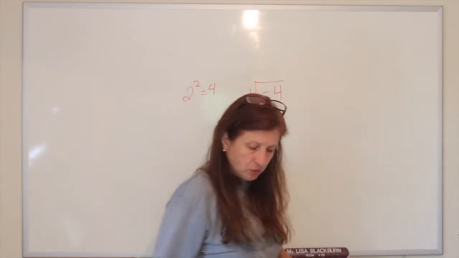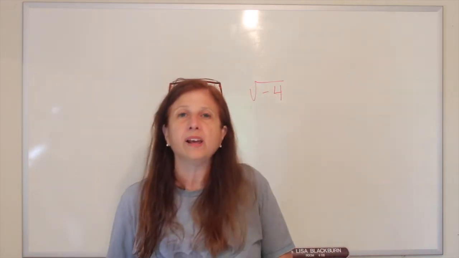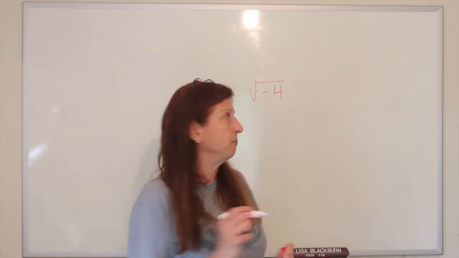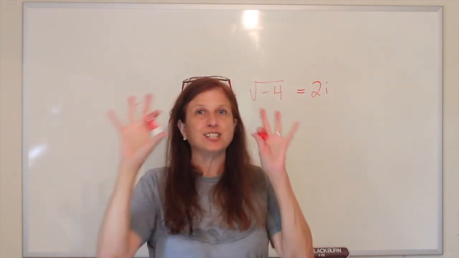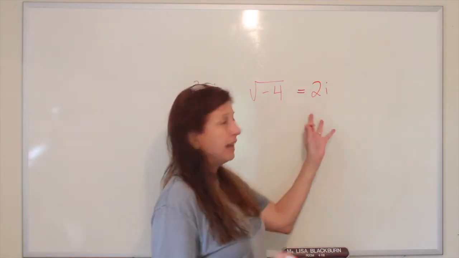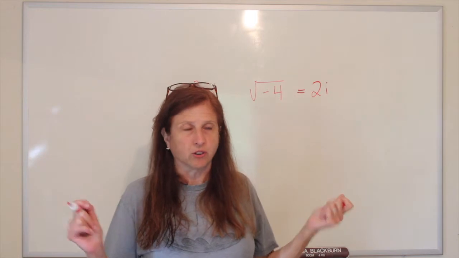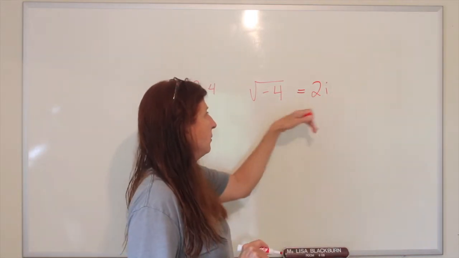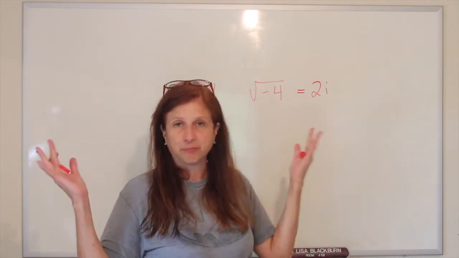Okay, so this is what he said. Yes, there is no solution, but what if we pretended there is a solution and we call it imaginary 2? So now we have imaginary numbers. I totally feel like it's the emperor with no clothes on. But imaginary 2 is now a thing. The square root of 4, the answer to it now is imaginary 2.